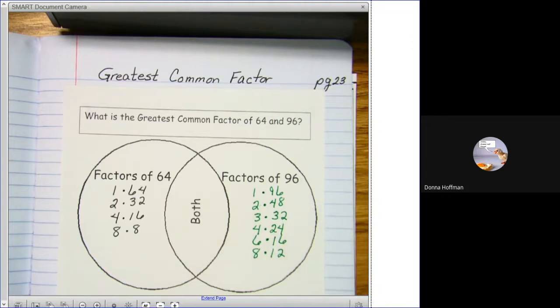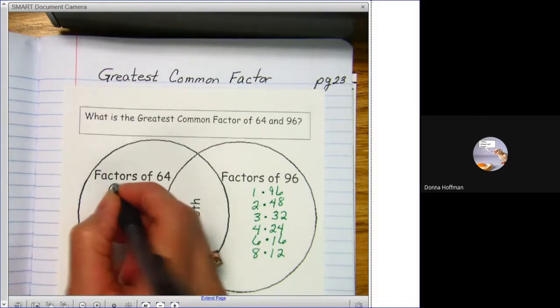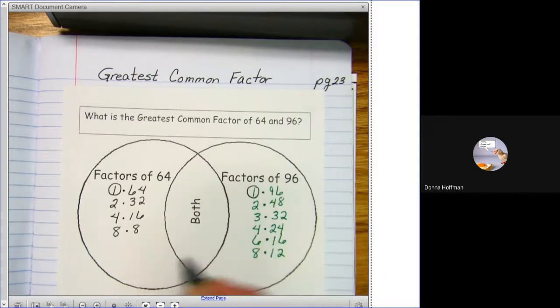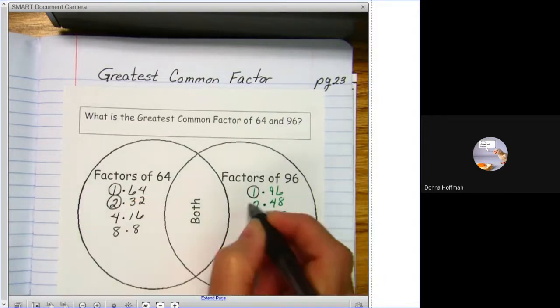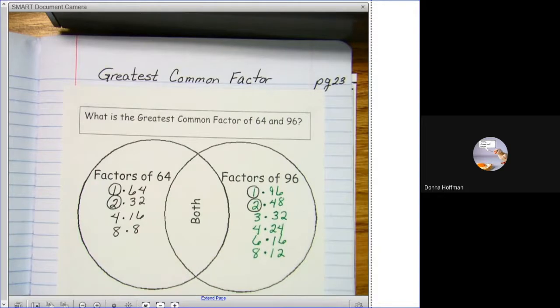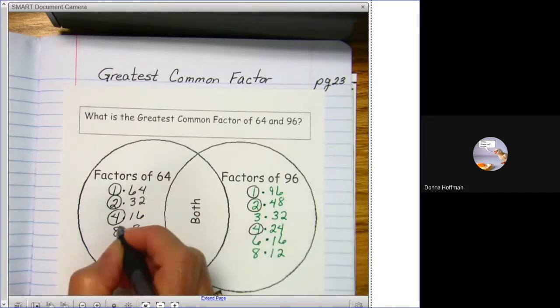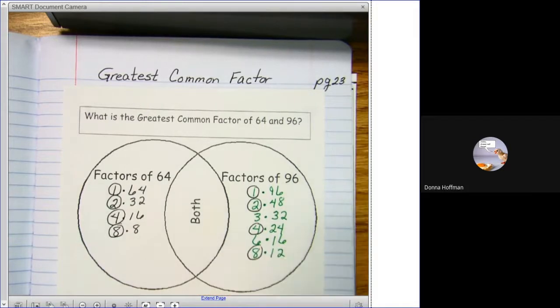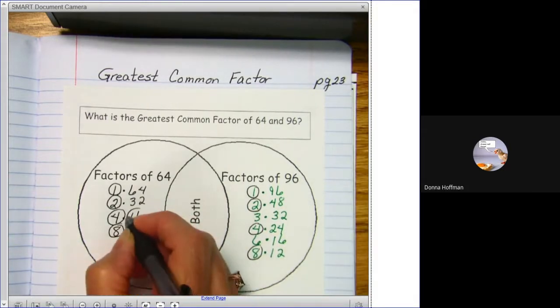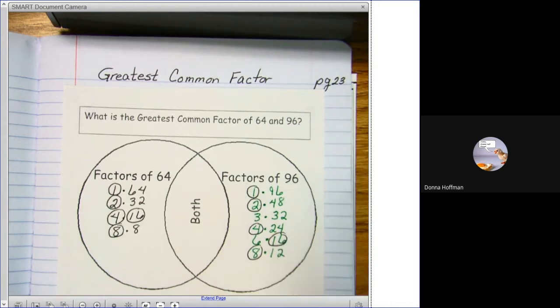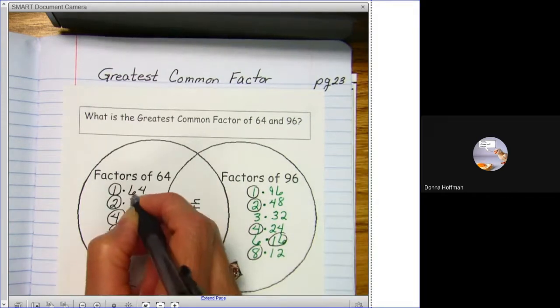So now what I have to do is identify the common factors, because I completed the first step and listed all of the factors. Let's look for the ones they share. They share a 1. They share a 2. They share a 4. They share an 8. They share a 16. And they share a 32.